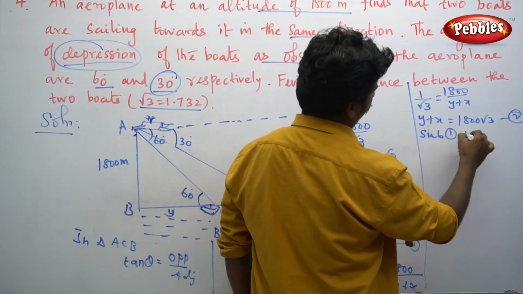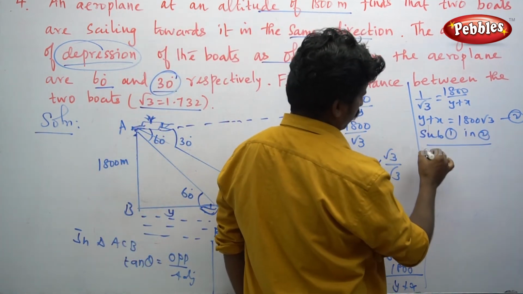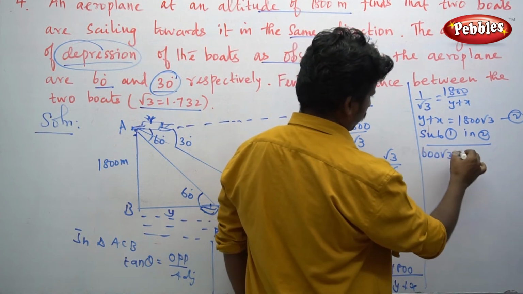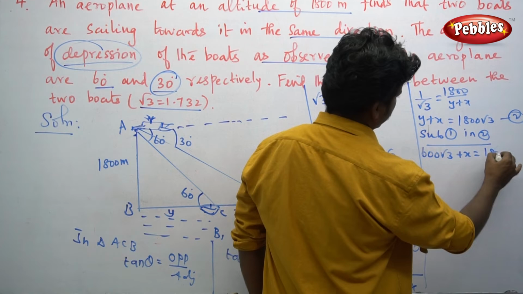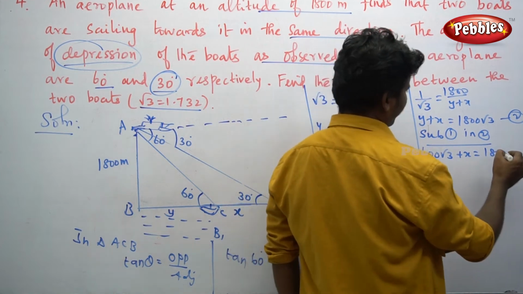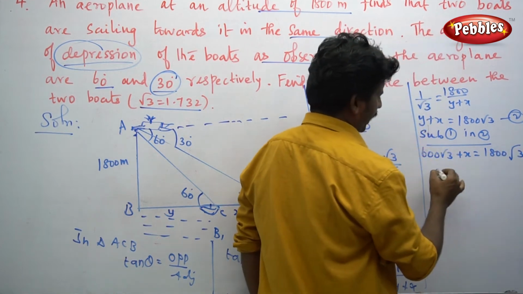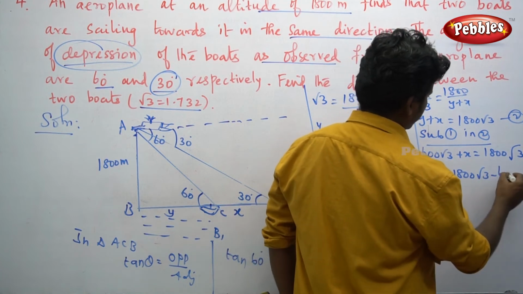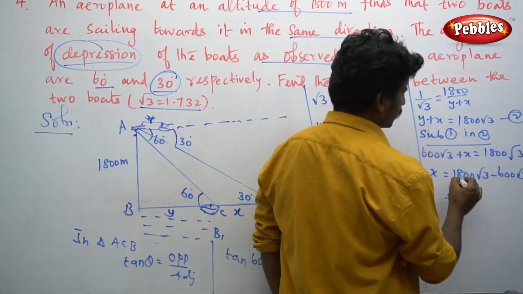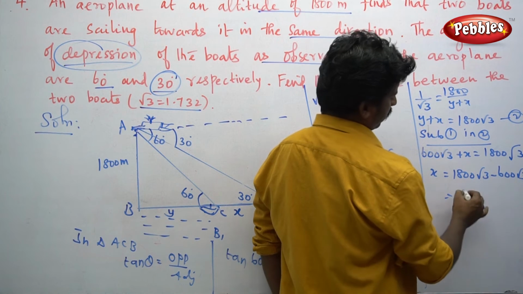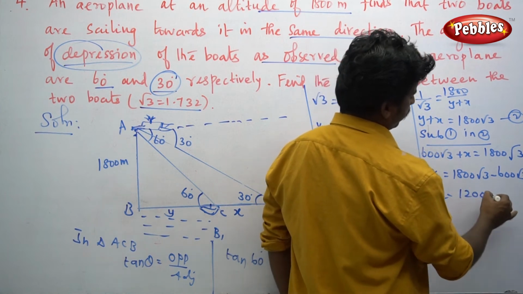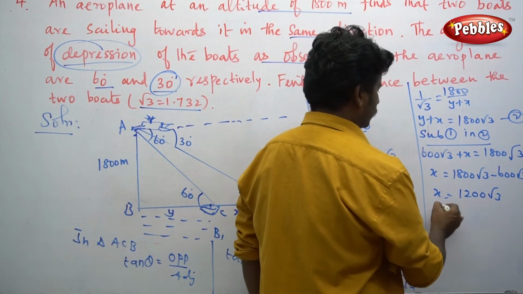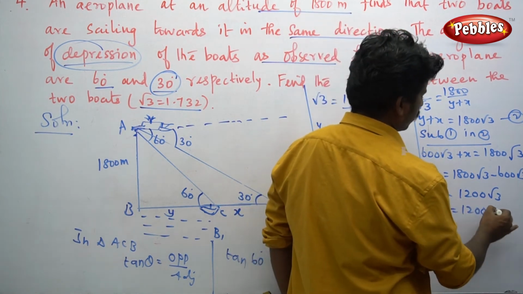Now I am substituting the value of y here. Substitute equation 1 in 2. So the y value here, 600 root 3, plus x is equal to 1800 root 3. Now keeping x here, 1800 root 3 minus 600 root 3. So 1800 minus 600 is 1200, right, into root 3. Separated. This is the x value. So x is equal to 1200 into the root 3 value.